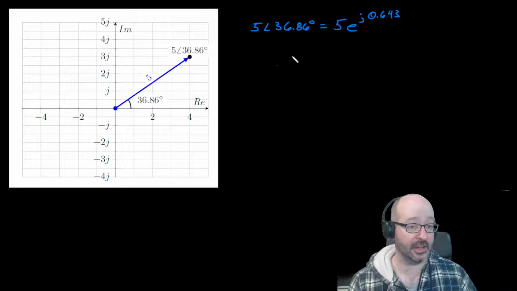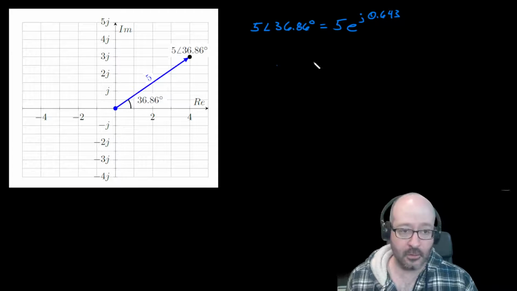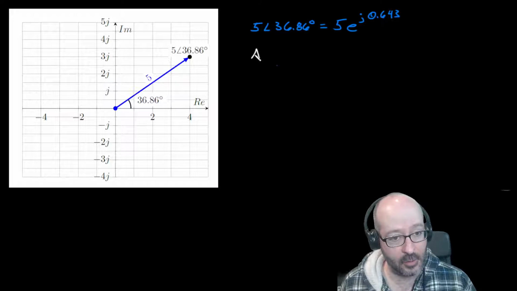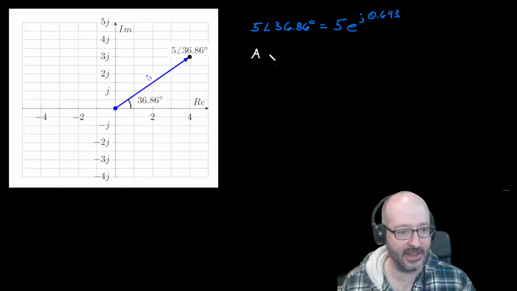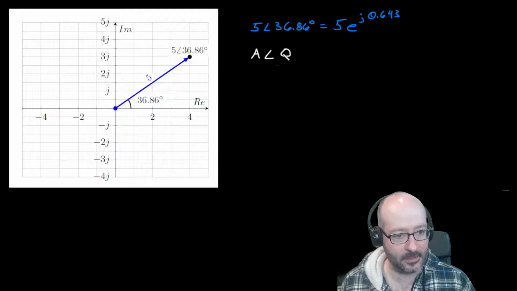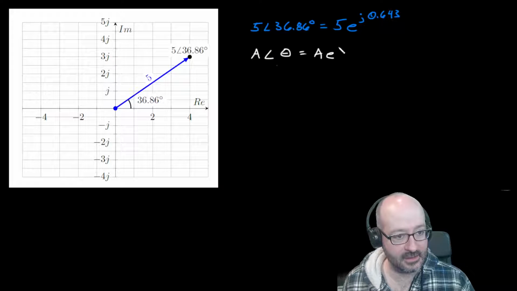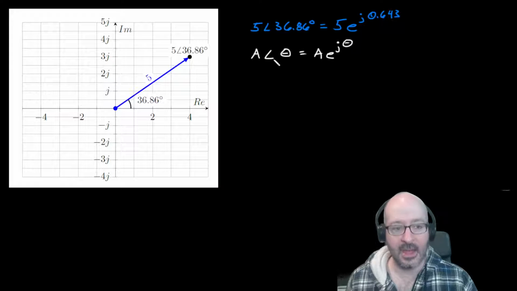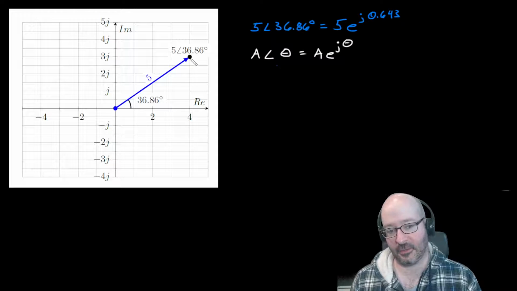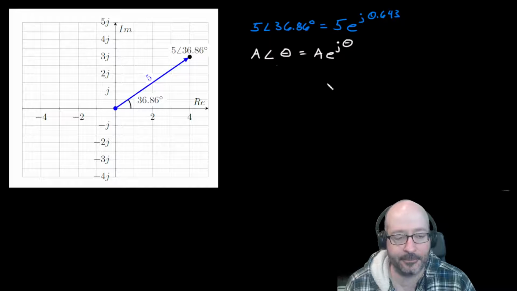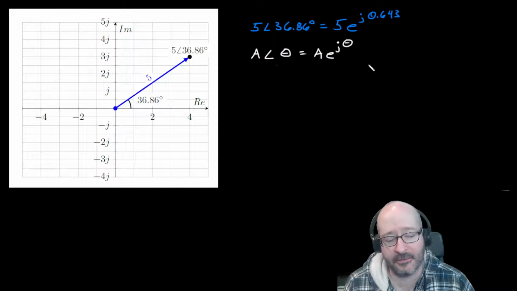If we want to generalize this, we can say the polar form has some value capital A at an angle of some angle theta, and that's going to be equivalent to A e^(jθ). They have the same information: the distance directly from the origin to the point on the plane, and the angle. So if we want to convert these, we can do that.